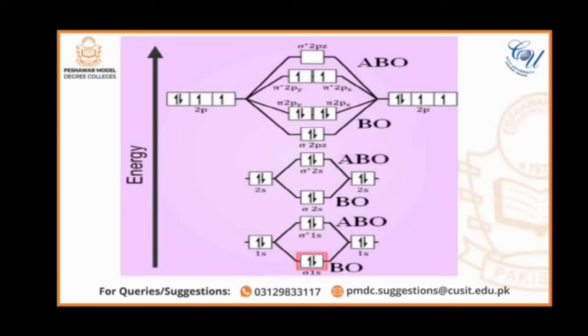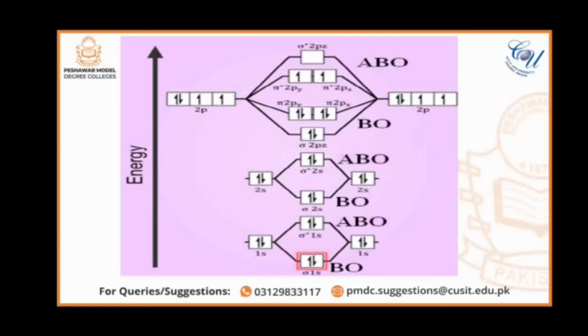The next one is the higher energy orbital 2s. The 2s orbital of each oxygen atom forms 2 molecular orbitals, that is, the sigma 2s bonding molecular orbital and the sigma star 2s anti-bonding molecular orbital. Again, 4 electrons of the 2s atomic orbitals go to the sigma 2s bonding molecular orbital and the sigma star 2s anti-bonding molecular orbital.